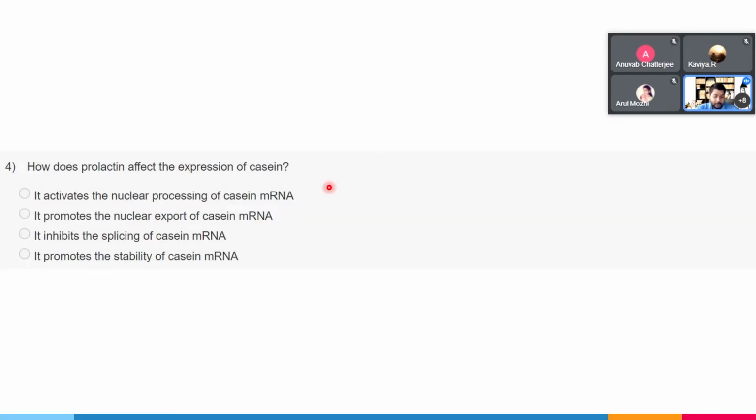So we come to the question right here. The one we were discussing just before: how does prolactin affect the expression of casein? The options are: it activates the nuclear processing of casein mRNA, it promotes nuclear export of casein mRNA, it inhibits the splicing of casein mRNA, and it promotes the stability of casein mRNA.